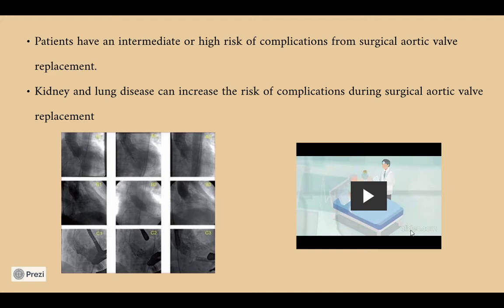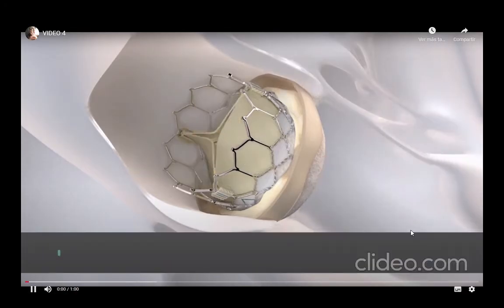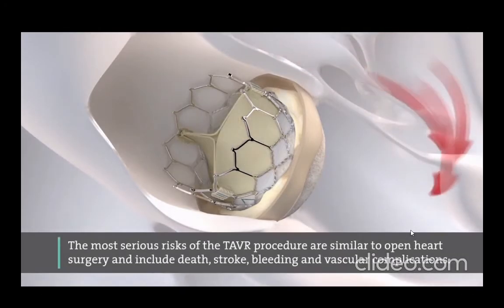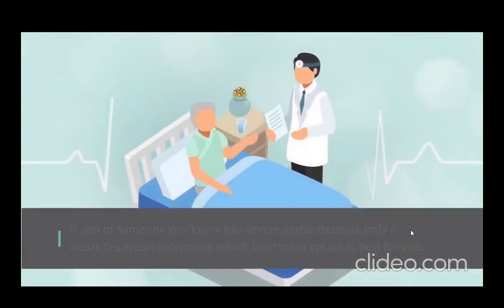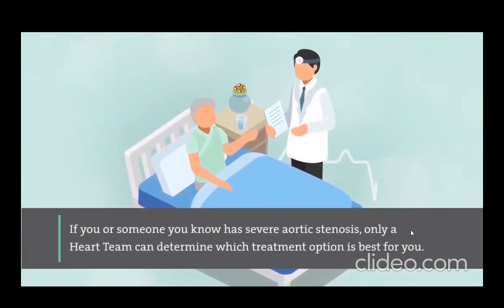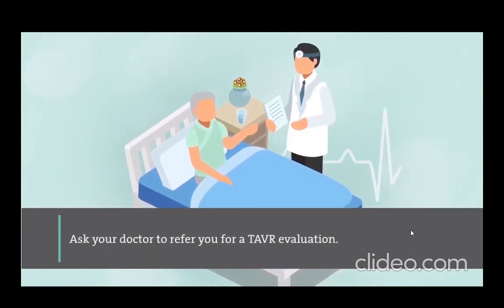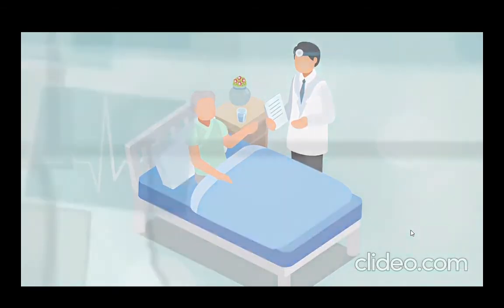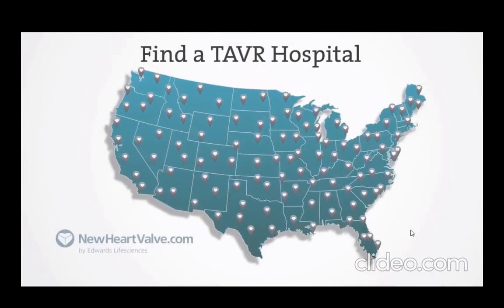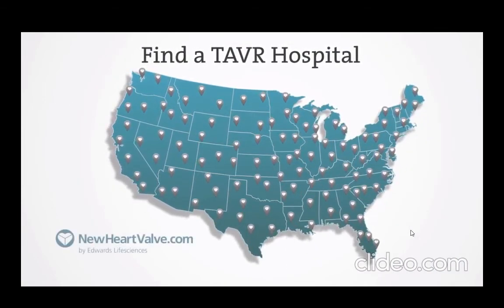Patients have an intermediate or high risk of complications from surgical aortic valve replacement. Kidney and lung disease can increase the risk of complications during surgical aortic valve replacement. The most serious risks of the TAVR procedure are similar to open-heart surgery and include death, stroke, bleeding, and vascular complications. If you or someone you know has severe aortic stenosis, only a heart team can determine which treatment option is best for you. Ask your doctor to refer you for a TAVR evaluation. To find a heart team at a TAVR hospital near you, visit newheartvalve.com.